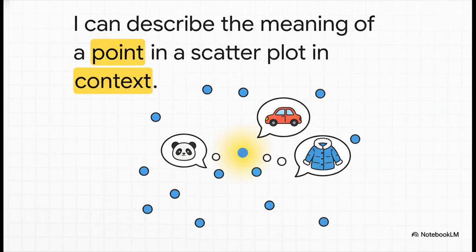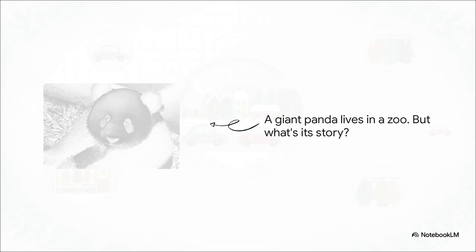By the end of this, you'll be able to point to any dot on a scatter plot and tell its story, using the context of the graph. It's a skill you're going to use all the time. Okay, so let's start our adventure with this guy. A giant panda at the zoo. He looks happy enough, right? But there's a story hidden in his data.